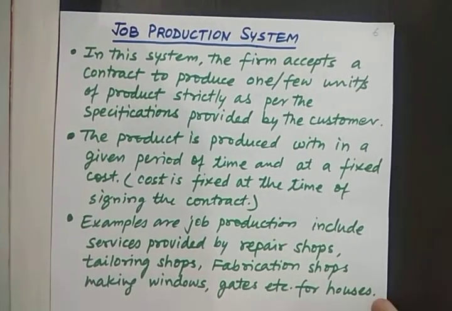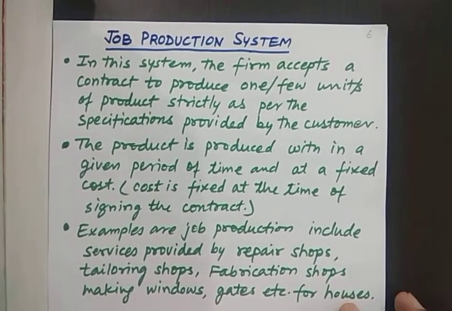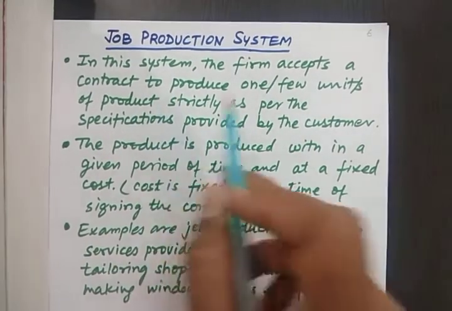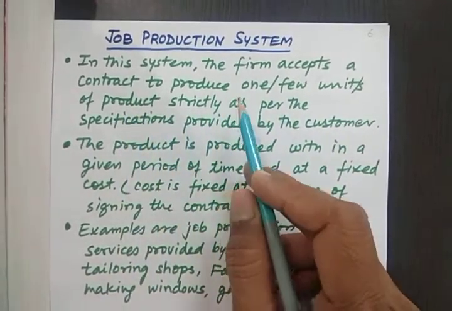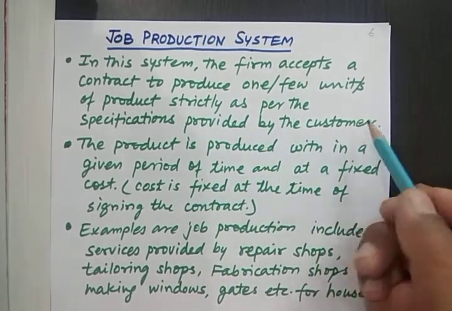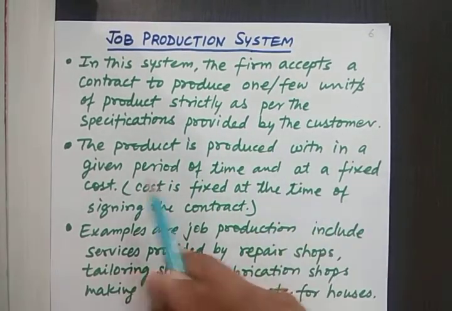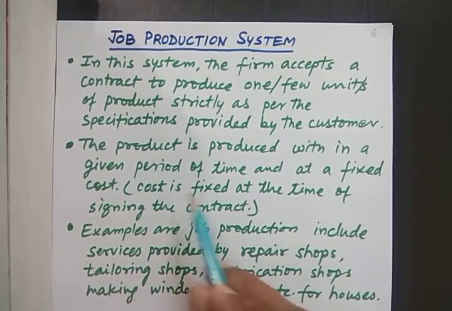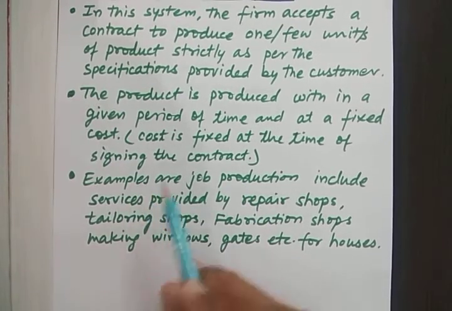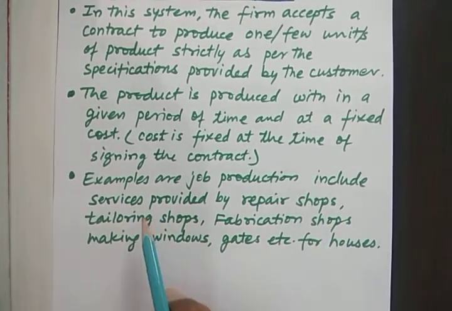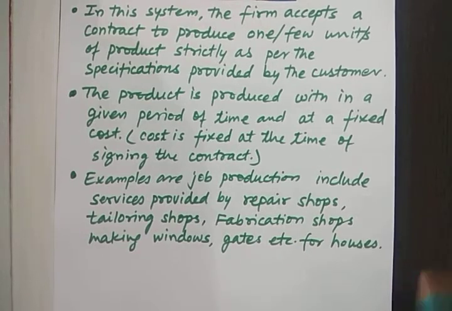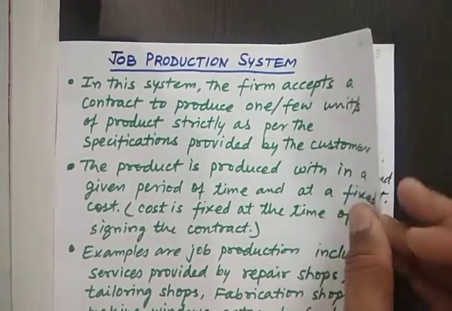Now we will discuss the sub classification of intermittent production system. So the first sub classification is job production system. In this system, the firm accepts a contract to produce one or a few units of a product strictly as per specifications provided by the customer. The product is produced within a given period of time and at a fixed cost. The cost is fixed at the time of signing the contract. Examples of job production system include service provided by repair shops, tailoring shops, fabrication shops making windows, gates, etc. for the houses. So this is the introduction of job production system.